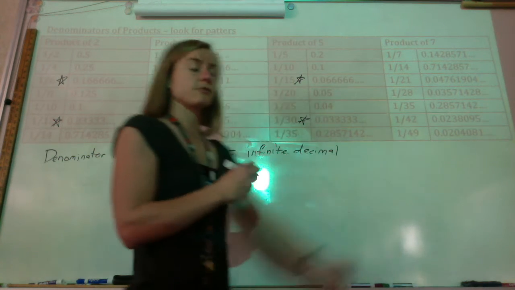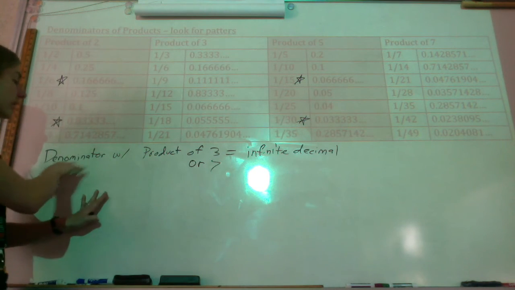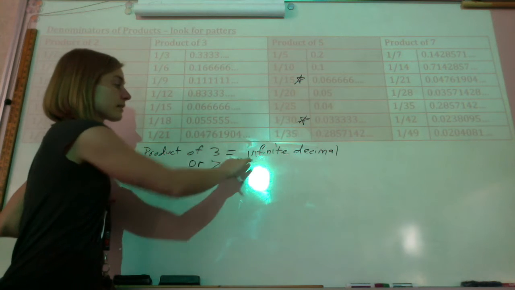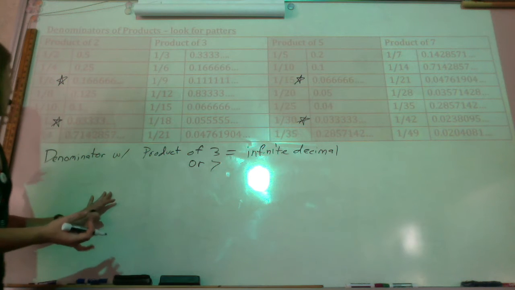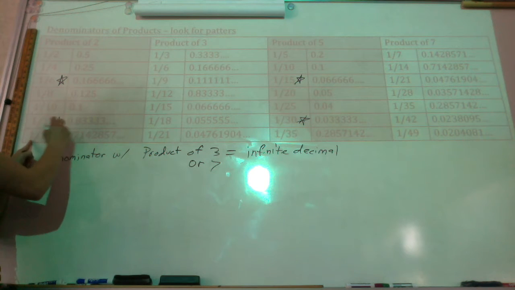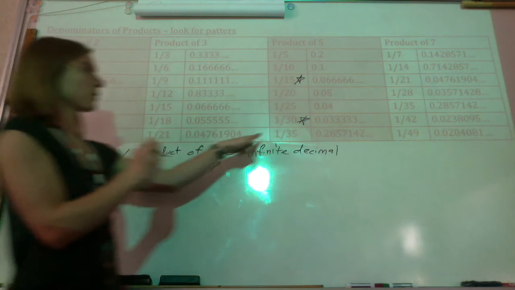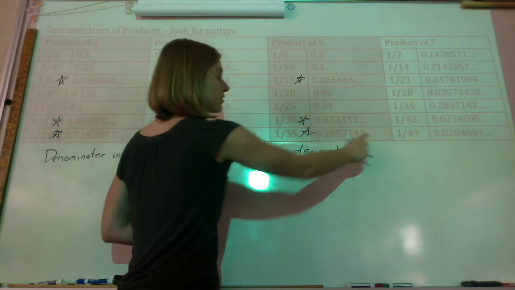So let's write that down. I'm just adding on to our notes. Denominator with a product of 3 or 7 gives us an infinite decimal. So let's see if there are some of those everywhere else. So, 1 over 14, that's a product of 7, and 1 over 35. And I can see that those also are infinite.